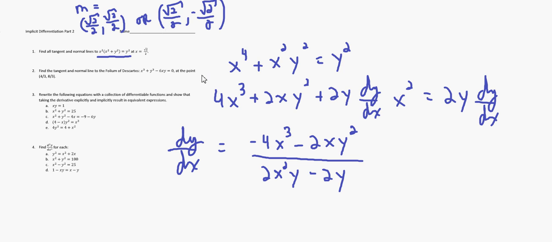Even though it looks a little bit ugly, we need to find the slope here at these 2 points. So we got to plug this stuff in. So let me just double check my work here. Minus 4x cubed minus 2xy squared, that's all good, over 2x squared y minus 2y. Okay.